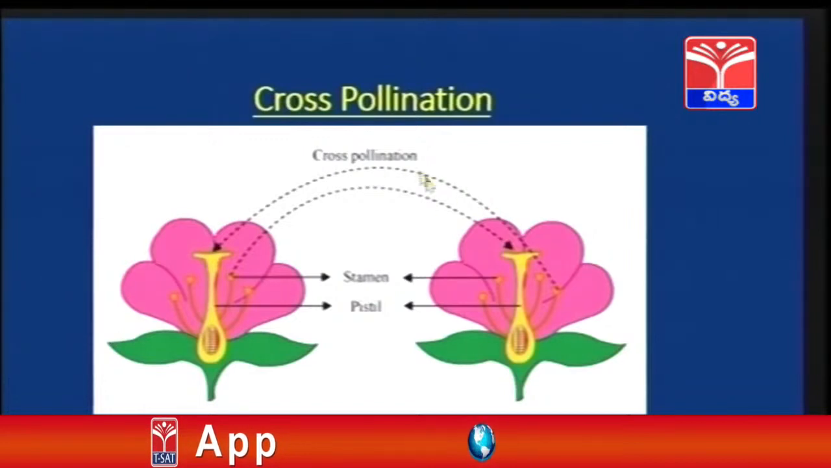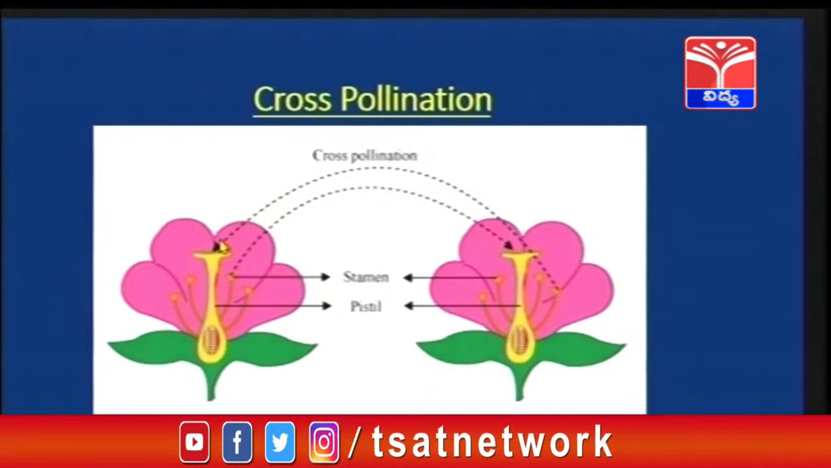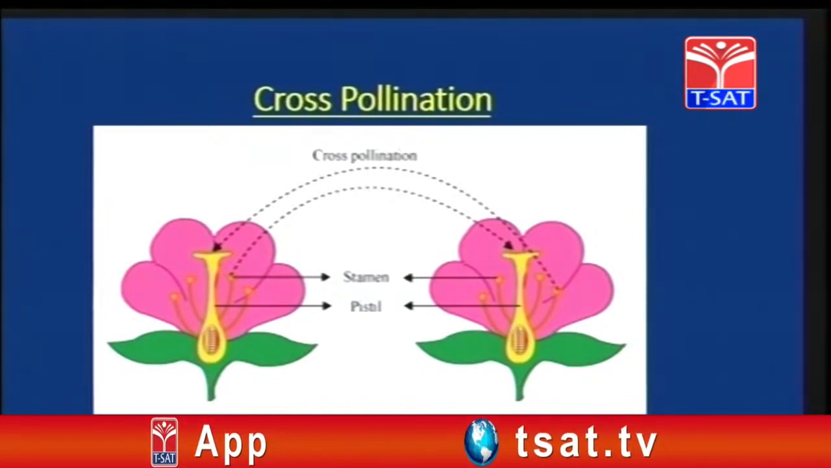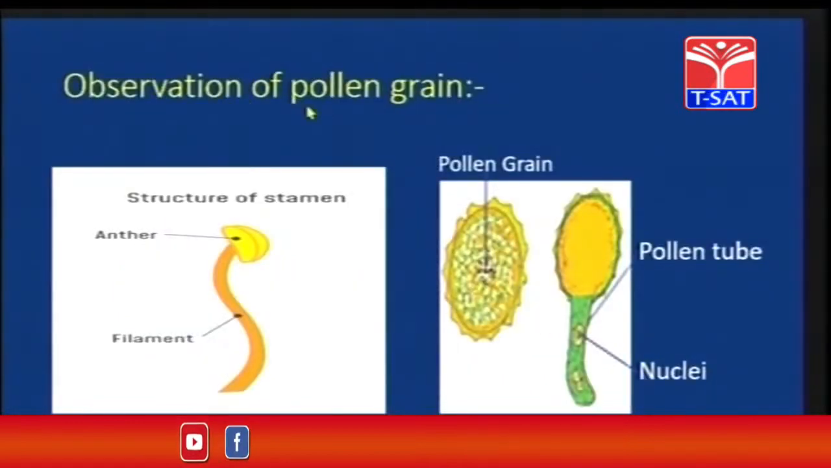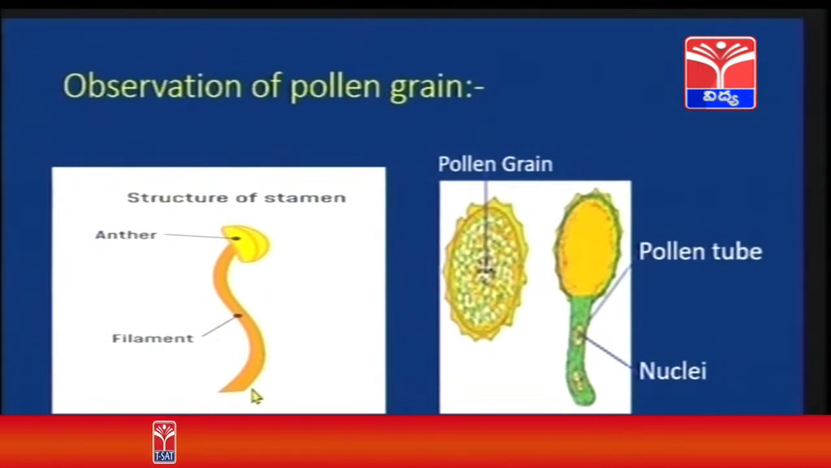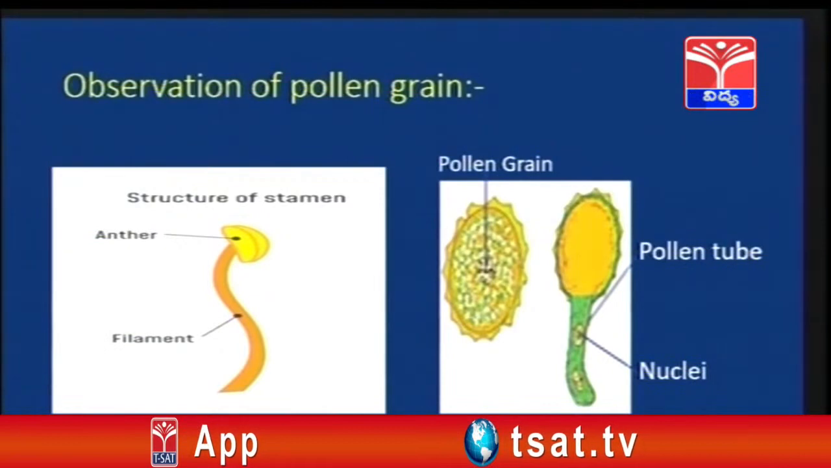Cross-pollination. As you can see the image over here, children, the pollen grains of one flower are transferred to the stigma of another flower, whereas the pollen grains of this flower are transferred to the stigma of another flower. That means the transport of the pollen grains takes place in different flowers on different plants. So this is cross-pollination. Let us observe pollen grain. As we have discussed earlier that the structure of stamen consists of anther and a tube-like structure, that is filament, and inside the anther we are having pollen grains.